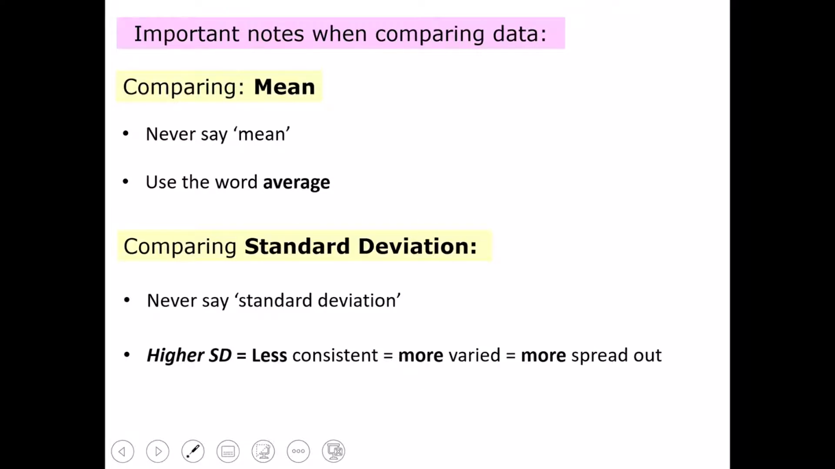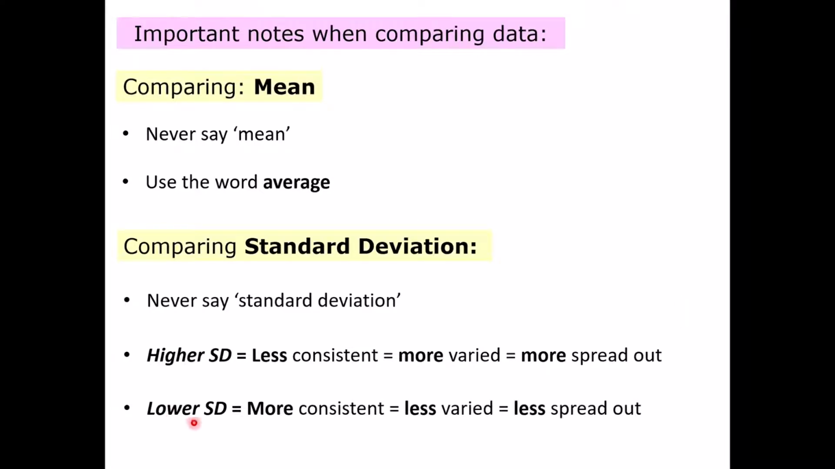If it's a higher standard deviation, that means it's less consistent, which means it's more varied or more spread out. And if it's a lower standard deviation, that means it's more consistent, which means it's less varied and less spread out. Like I said previously, it is quite tricky to get your head around the less, the more, and everything like that, but just think: the higher the number, the less consistent; the lower the number, the more consistent. Okay, now let's look at how we go about calculating the standard deviation.